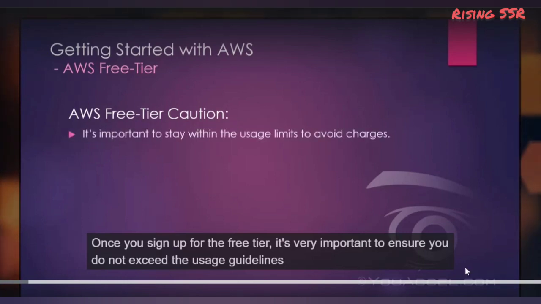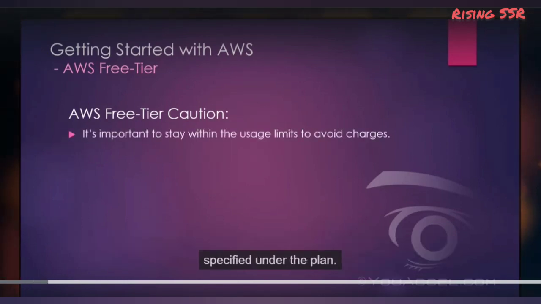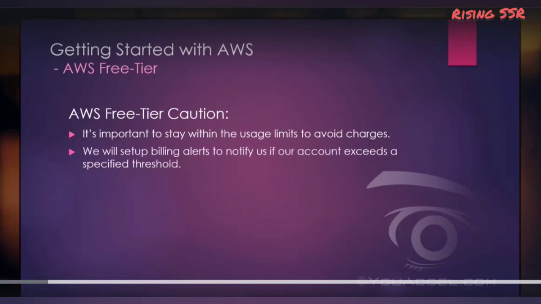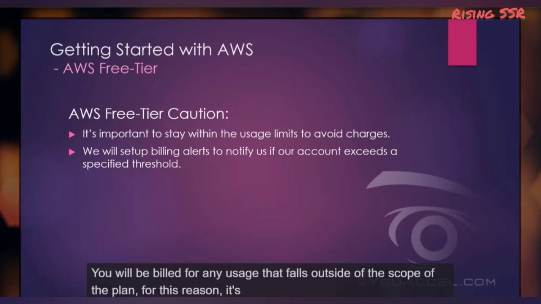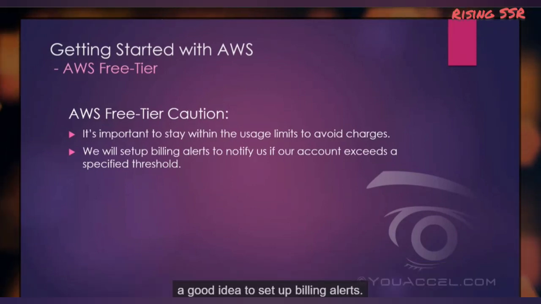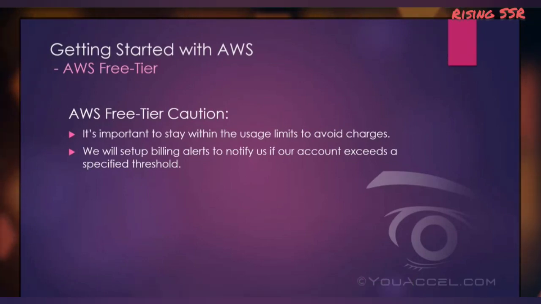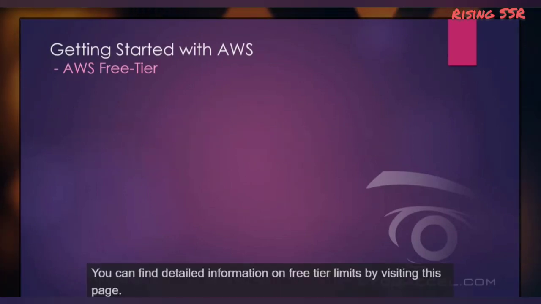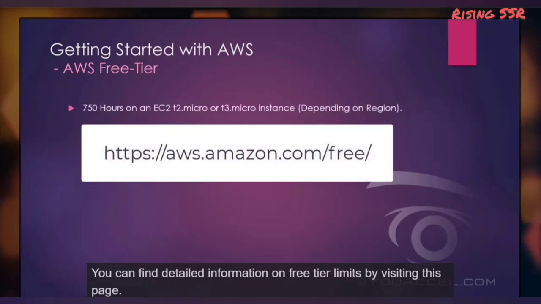Once you sign up for the free tier, it's very important to ensure you do not exceed the usage guidelines specified under the plan. You will be billed for any usage that falls outside of the scope of the plan. For this reason, it's a good idea to set up billing alerts. We'll go through how to do that later in this section. You can find detailed information on free tier limits by visiting this page.